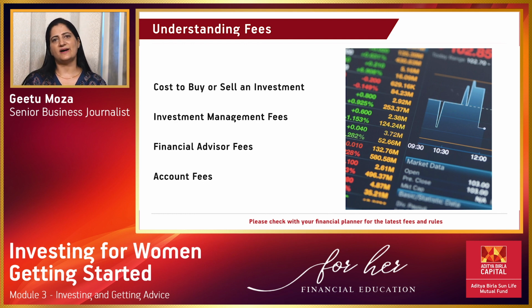First is the cost to buy or sell an investment. When buying or selling a stock or ETF, you may have to pay a trading fee. In the case of a mutual fund, you may have to pay an upfront fee, which is usually a specified percentage of the amount you invest, or you may have to pay a fee when you redeem the fund.